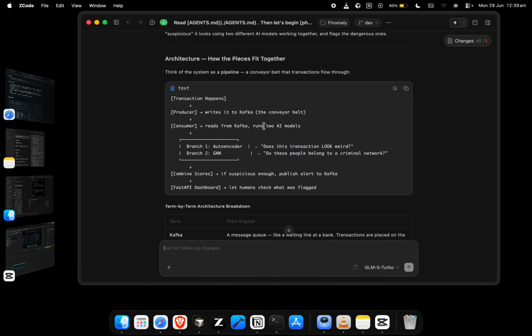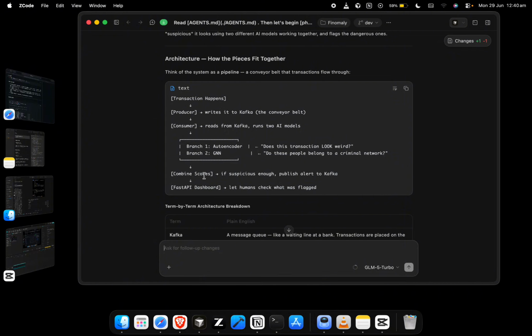Then the consumer reads it from Kafka and runs our two AI models, which we trained, the Autoencoder and the GNN. The Autoencoder asks the question, does this transaction look weird? Then the GNN asks the question, do these people belong to a criminal network? So basically the Autoencoder looks at transactions as single entities, one after the other, while the GNN works on them as an interconnected web, a network of transactions.